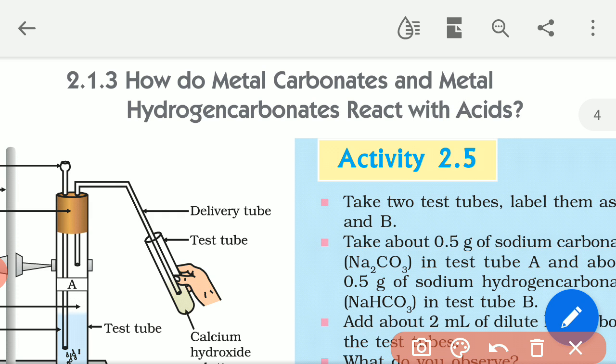Property number 2: how do metal carbonates, meaning metal carbonates like CaCO3, MgCO3, CuCO3, this is known as the metal carbonate, and a metal hydrogen carbonate, NaHCO3, react with acid? Hydrogen comes in the middle, which is why it is called metal hydrogen carbonate. This is property number 2. What happens when metal carbonate and metal hydrogen carbonate react with acid?